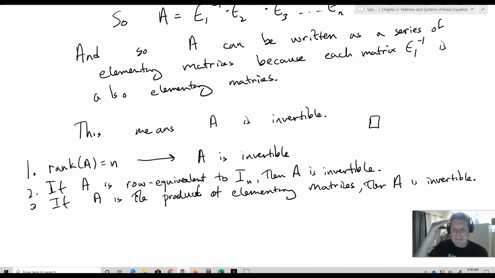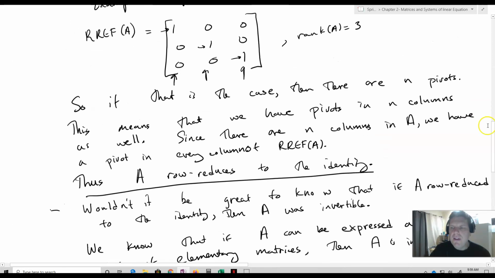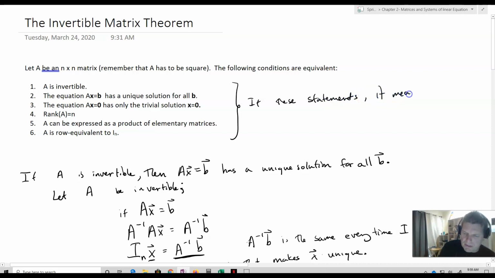Now, like I said before, they go backwards and forwards. That's what it means for these statements to be equivalent. The other thing about these statements is that if these statements are equivalent, it means their negations are also equivalent.